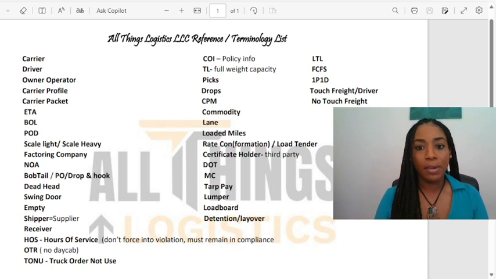It lets you know how much they're paying for detention. It lets you know how much they're paying for TONU. It lets you know what they're paying for layover. You'll have all those details on your rate con. That's why it's important for you to read it.